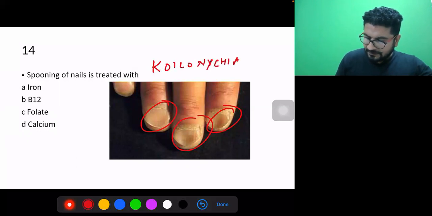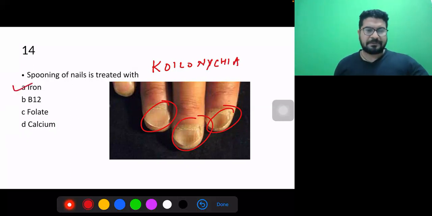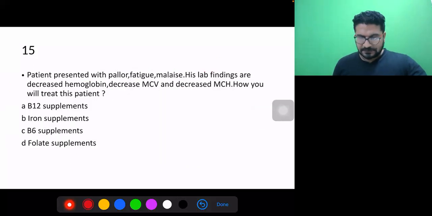And koilonychia, remember, is a feature of iron deficiency. The treatment is done by iron supplementation. So koilonychia is a feature of iron deficiency, and you will treat this by iron supplementation.